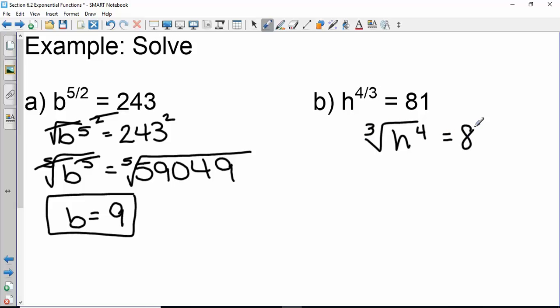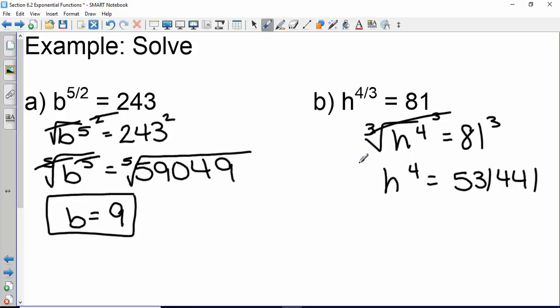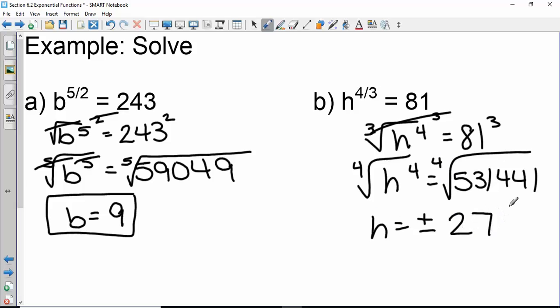Okay. So the opposite of a cube root is cubing. So 81 to the 3rd, 5, 3, 1, 4, 4, 1. And then to get rid of a 4th power, 4th root. Since this is an even root, you need plus and minus. And you get 27. These are easy. Good. Do all of this.